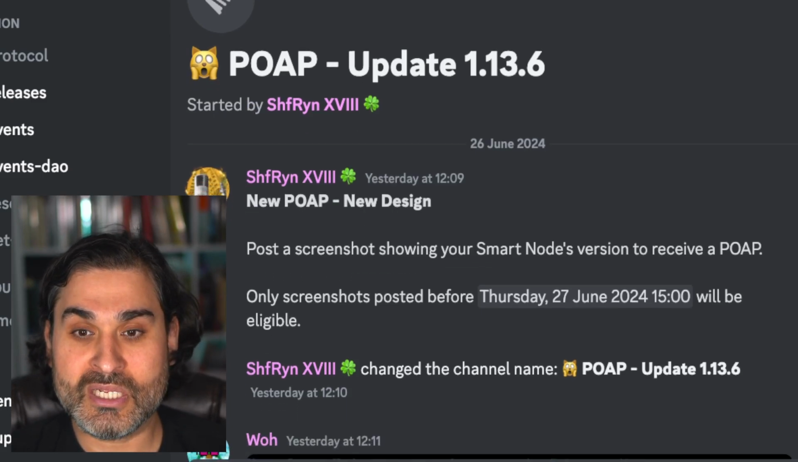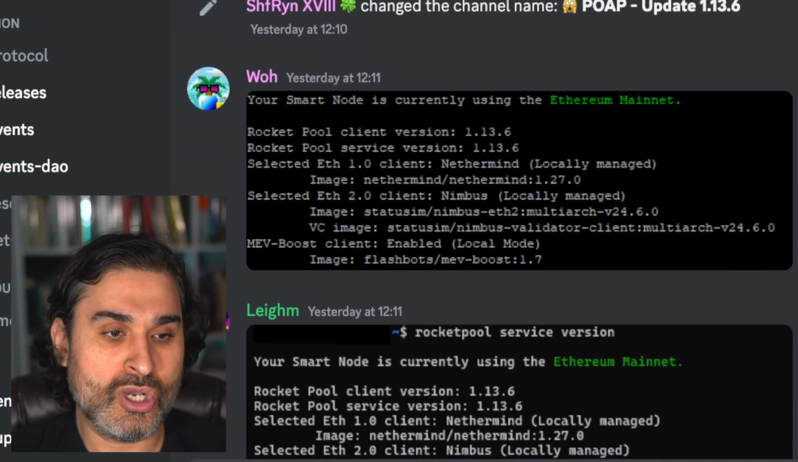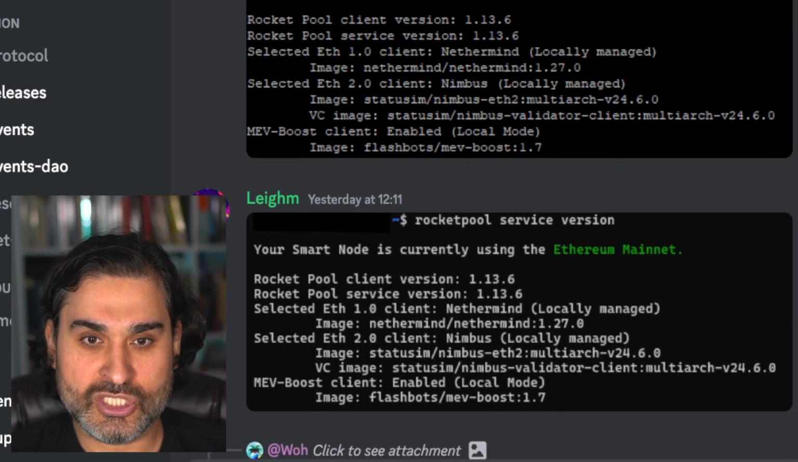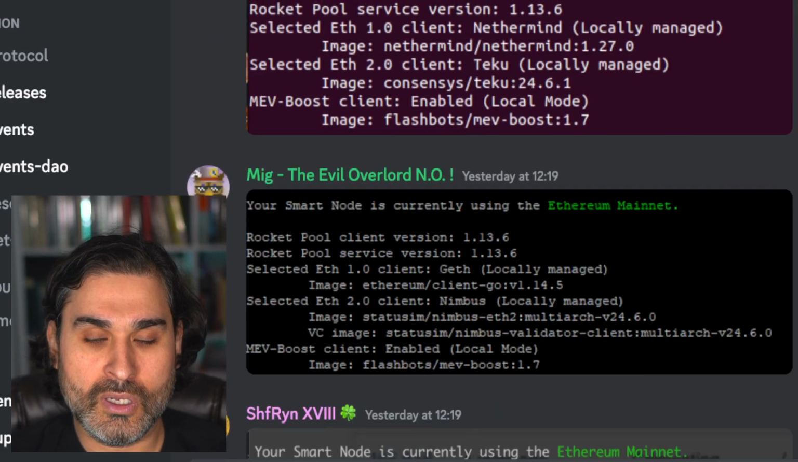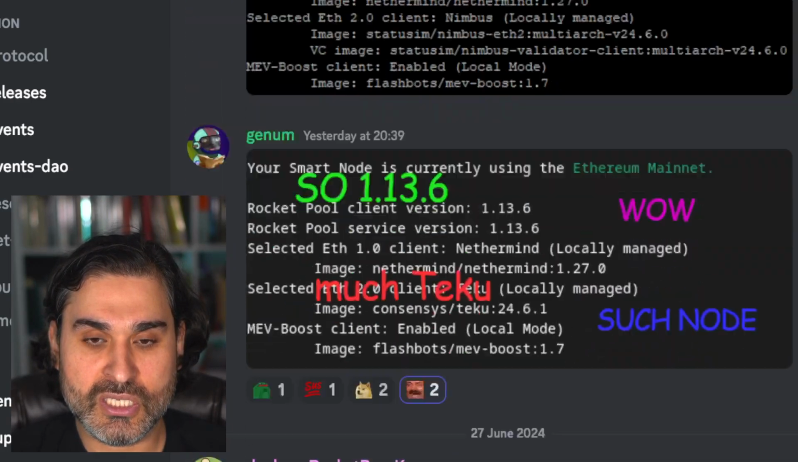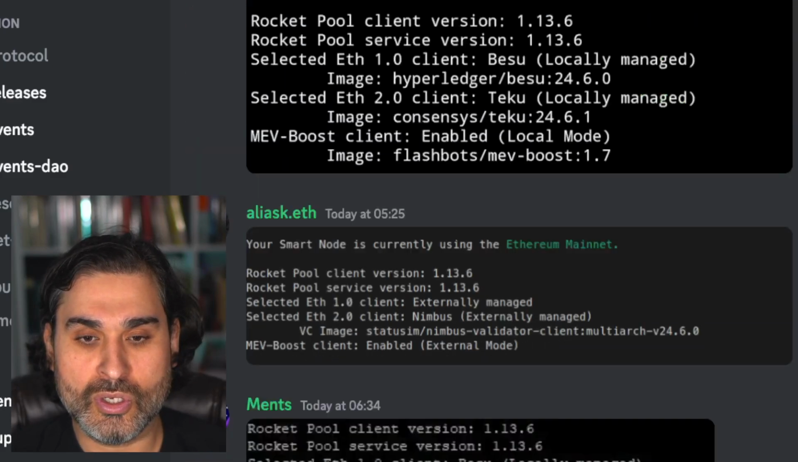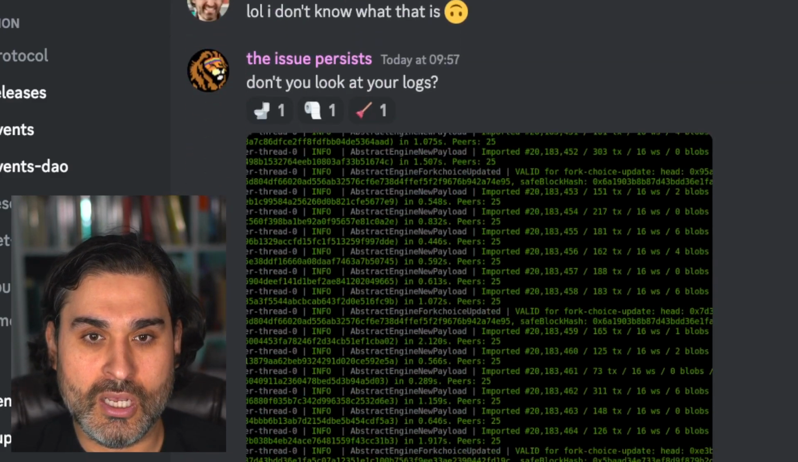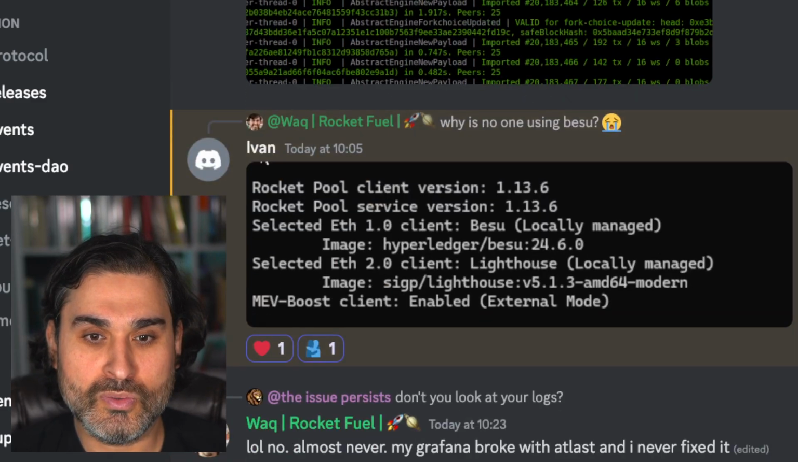So if you have updated to the latest version, take a screenshot of your version screen output and share it here, so you'll get a POAP. There's at least 30 or 40 people I think who have submitted their images, which is really cool. So good job for those people, and I am also one of those people. So I want to be getting my POAP soon.